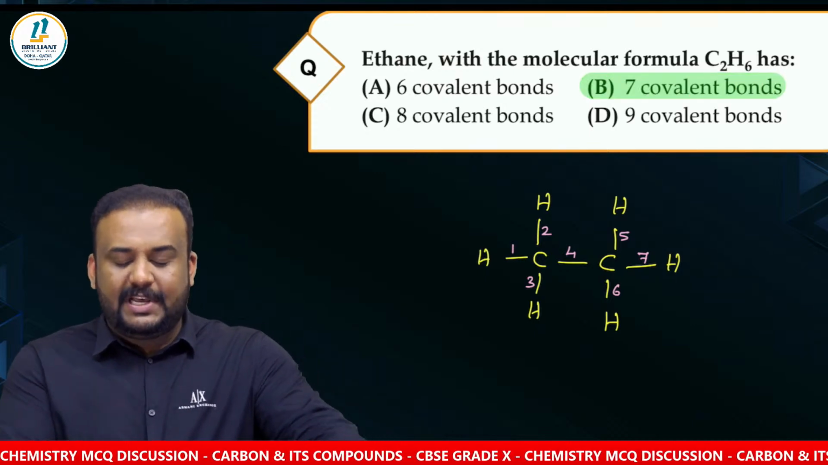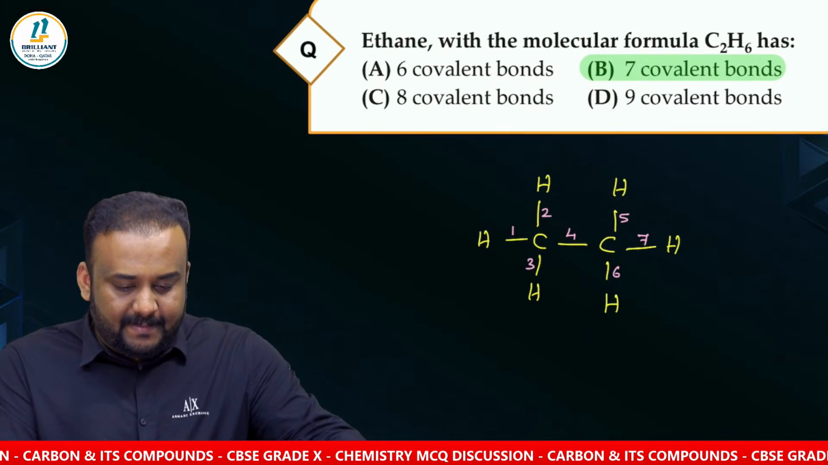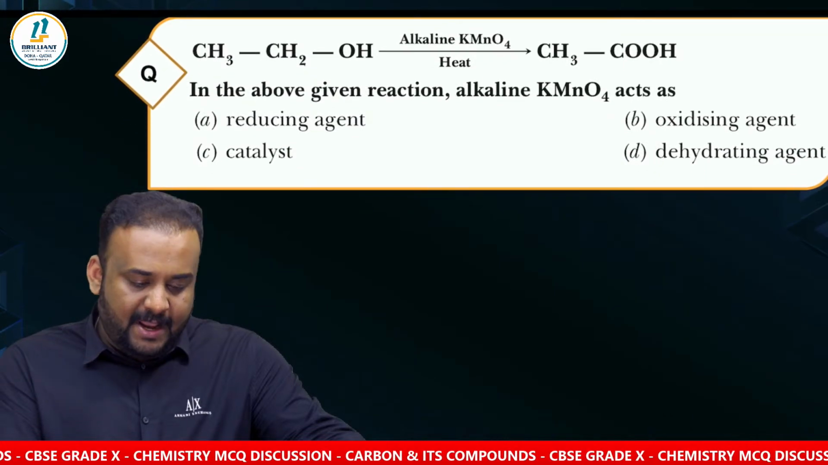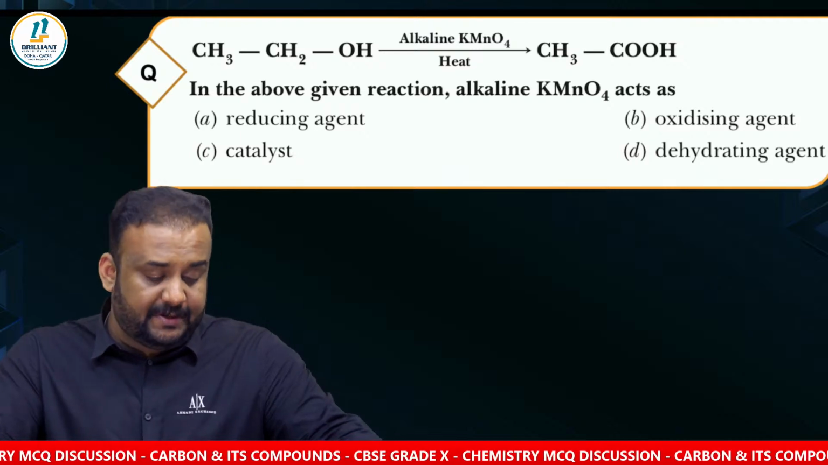Perfect. So 7 covalent bonds. Right. Okay, great. Now going to the next question.